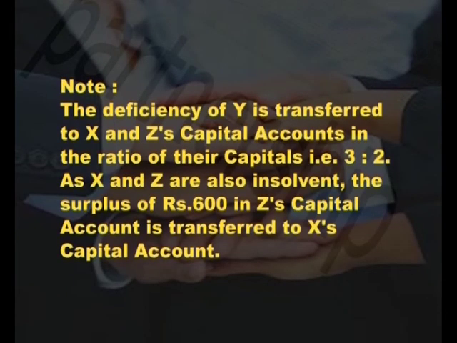It is important to note here that the deficiency of Y is transferred to X and Z capital account in the ratio of their capitals, that is 3:2. As X and Z are also insolvent, the surplus of rupees 600 in Z capital account is transferred to X capital account. Now, the next topic that we will discuss is rectification of errors.